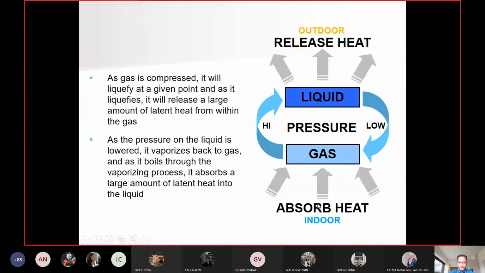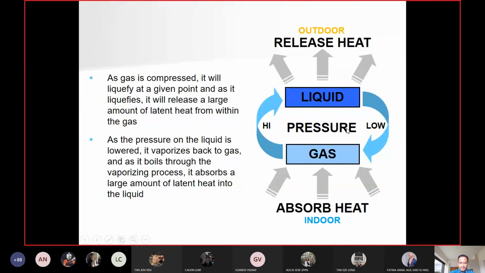Later on you can read the detailed explanation of what happens during the refrigerant cycle. The refrigerant in this case is gas. Gas is compressed and it becomes liquid, like water. As it liquefies, it releases a large amount of heat from within the gas. So this is where it releases the heat. And then as the pressure of the liquid is lowered, it becomes a gas again.